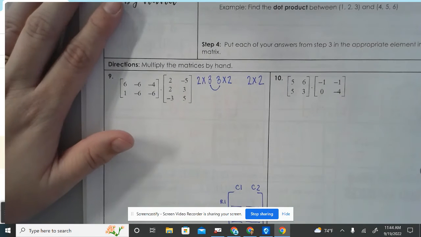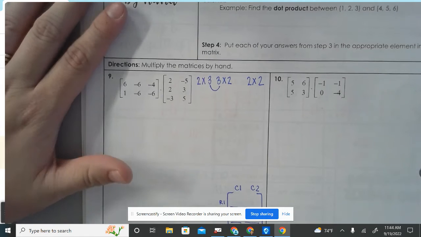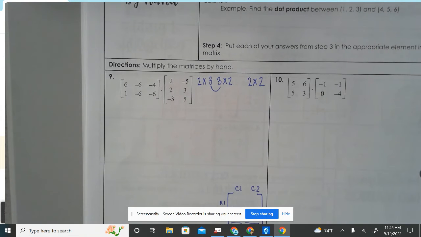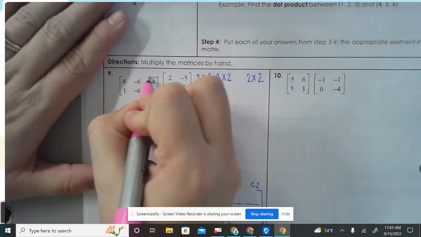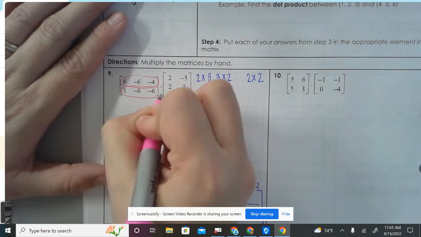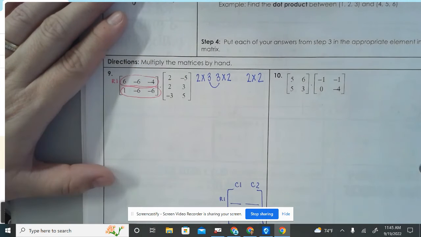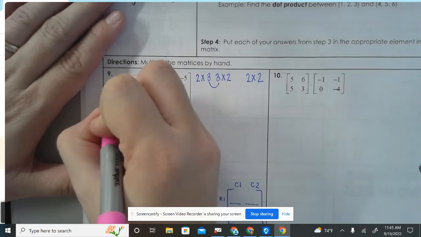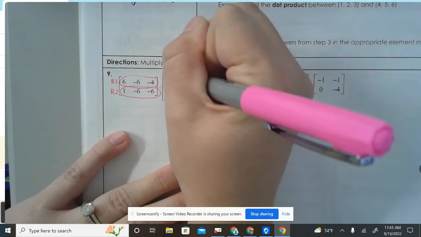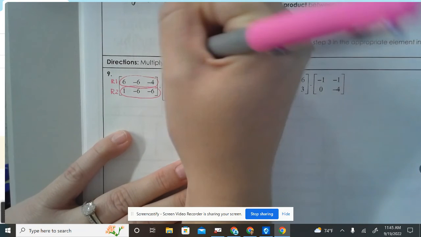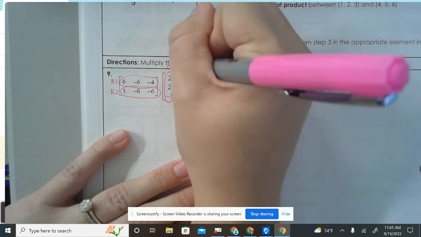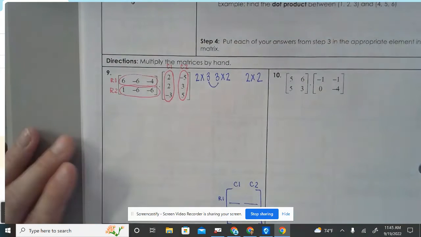Step 2 says circle the rows in the first matrix and the columns in the second matrix. So the rows, and I'm going to label these row 1 and row 2. And the columns in the second matrix, column 1, column 2.